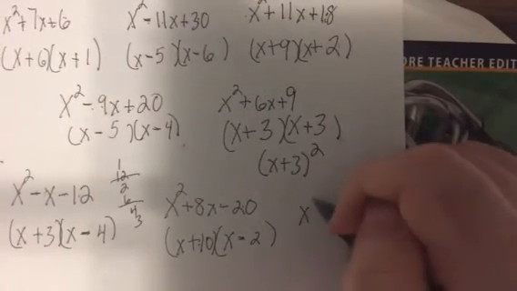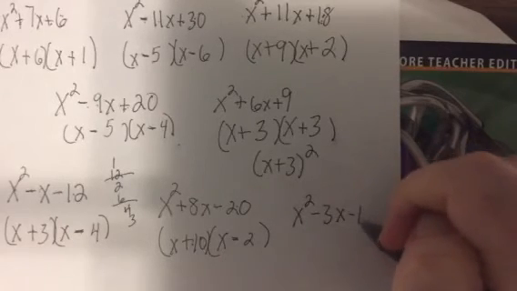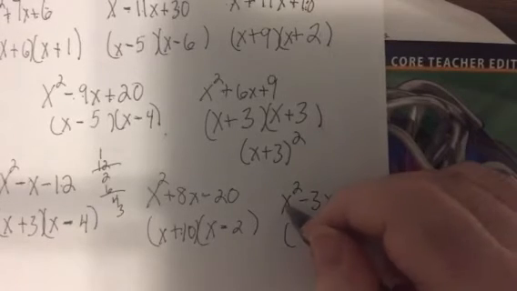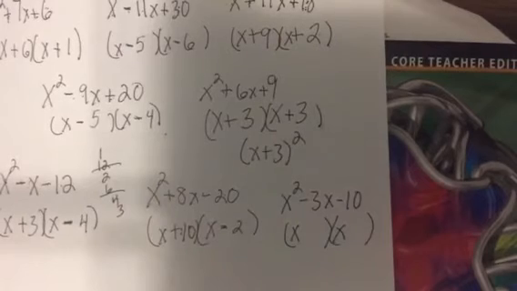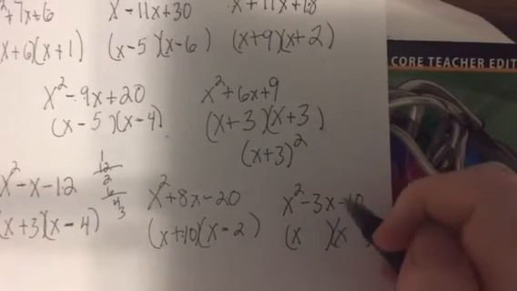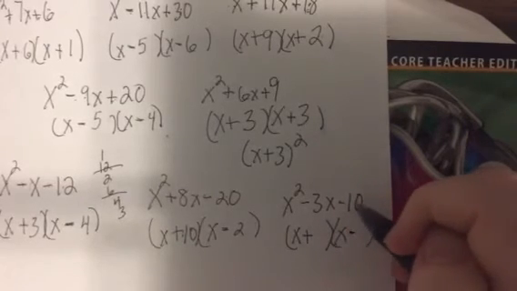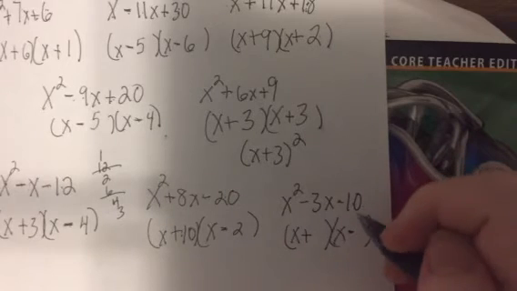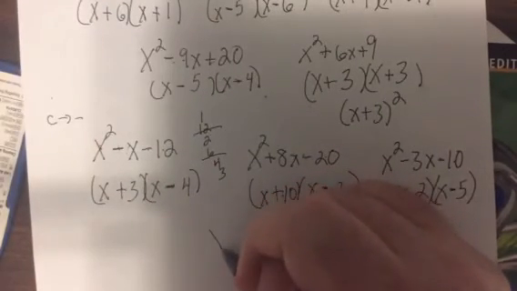So how about x squared minus 3x minus 10? So x squared is x and x. Now, again, this is review, or I would spend a couple days on this, of course. Last term is minus, so it's plus minus. And the factors of 10 that subtract to give you 3 would be 5 and 2. The larger one goes with that sign. 5, 2.